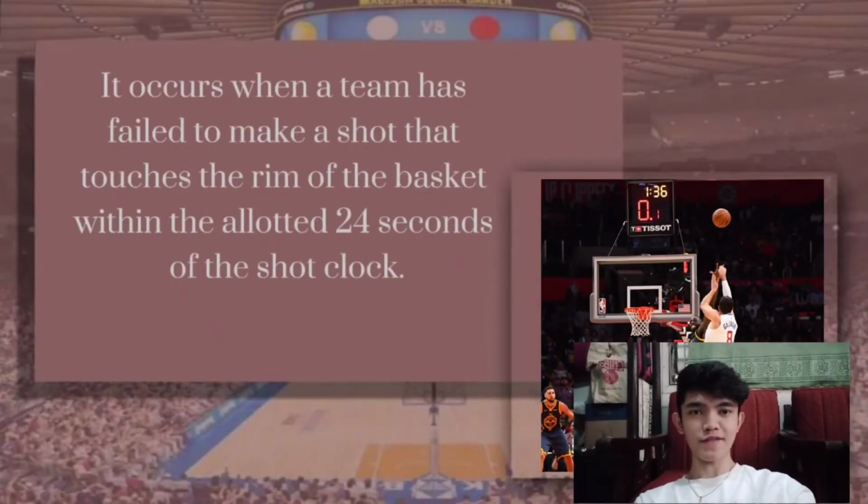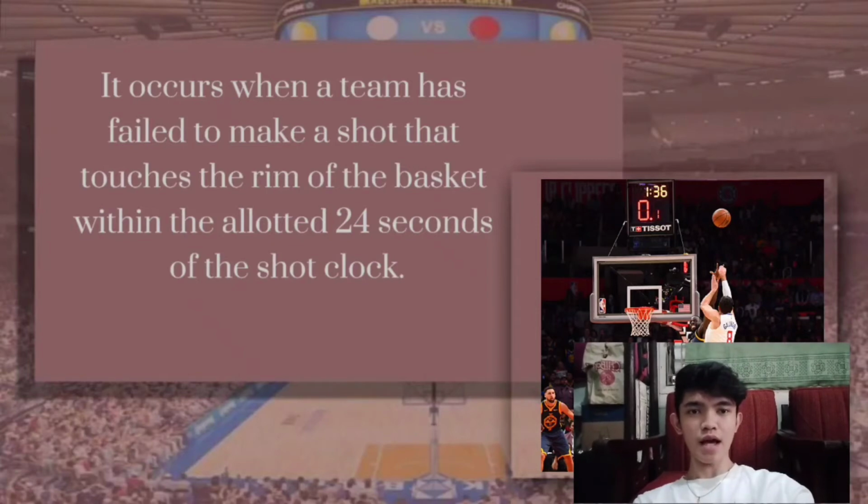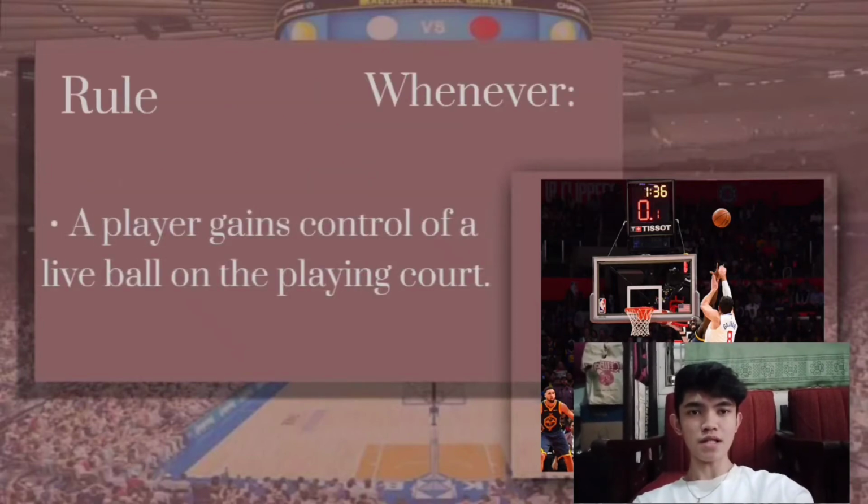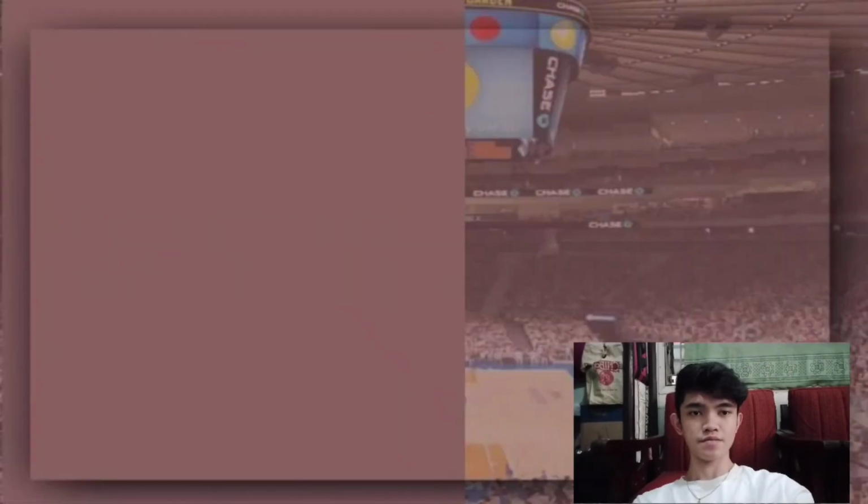24 seconds violation. Nangyayari lamang ang 24 seconds violation kapag hindi na-shoot ng team na may hawak ng possession ang bola sa ring or basket. Rule: nagsisimulang umandar lamang ang shot clock o ang 24 seconds kapag ang player ay nakatapak na sa playing court or live court.